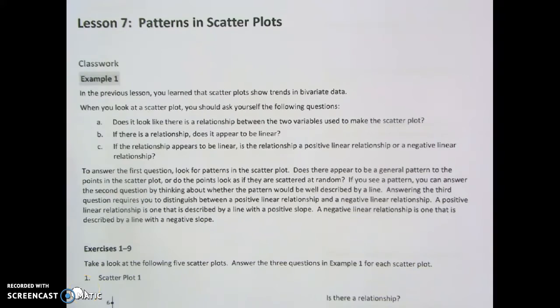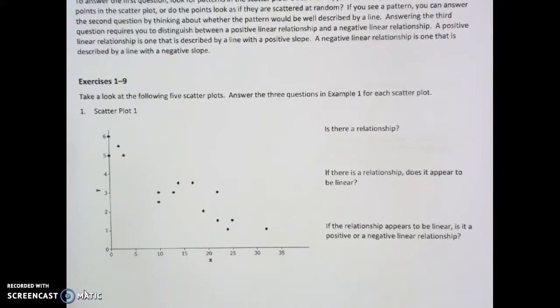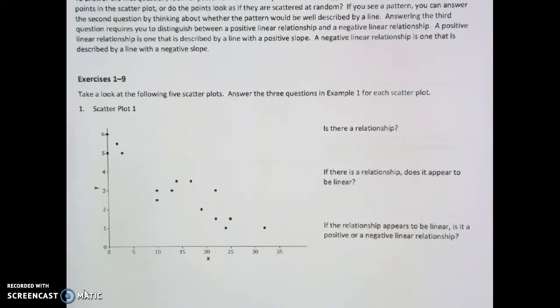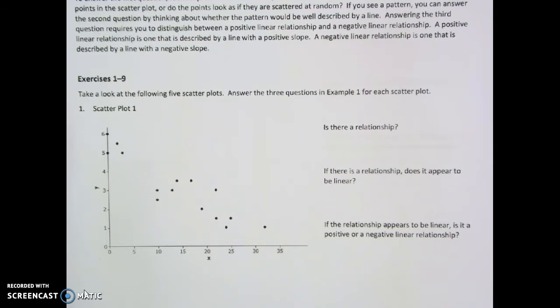So you're going to see problems that look like this. And they'll say, is there a relationship? Does it look like there's some type of connection between the dots? Is there a relationship that is linear, if there's a relationship? So is it linear or not? And then finally, if it's linear, is there a positive or negative relationship? So you'll go through and answer yes or no to those questions.